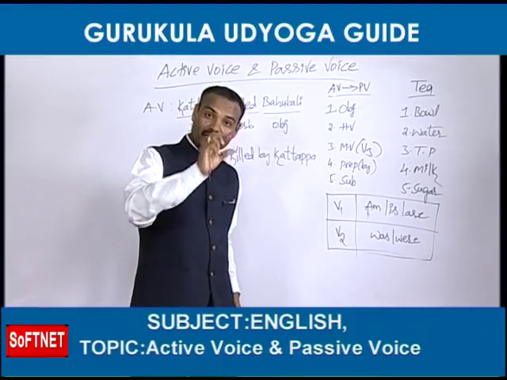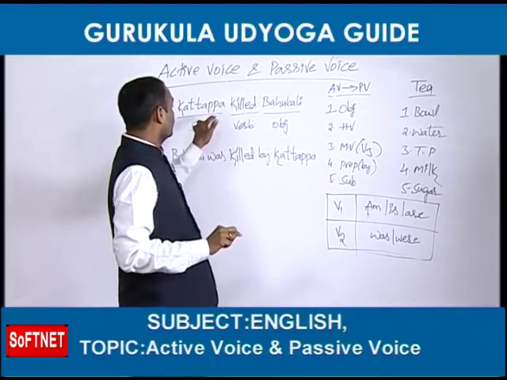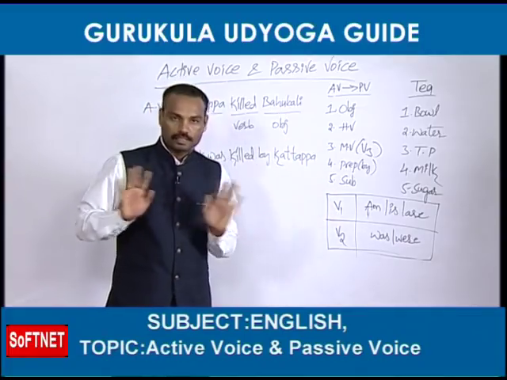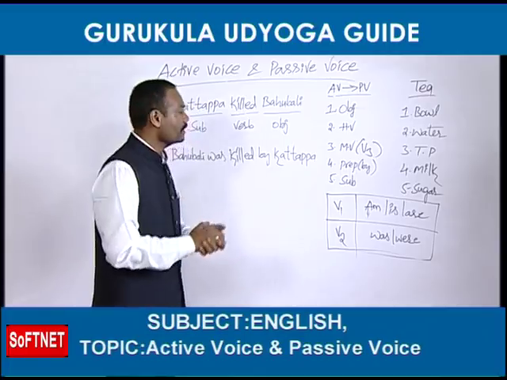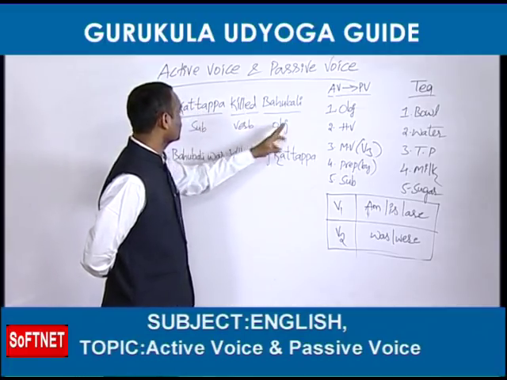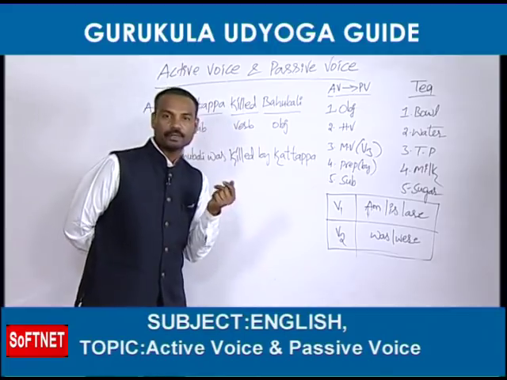Sometimes helping verbs are given in the active voice. If they give the helping verb in the active voice, there is no problem at all. We can take it as it is. Then let's see whether the helping verb is given or not. This is subject, this is object, this is verb. There is no helping verb at all.